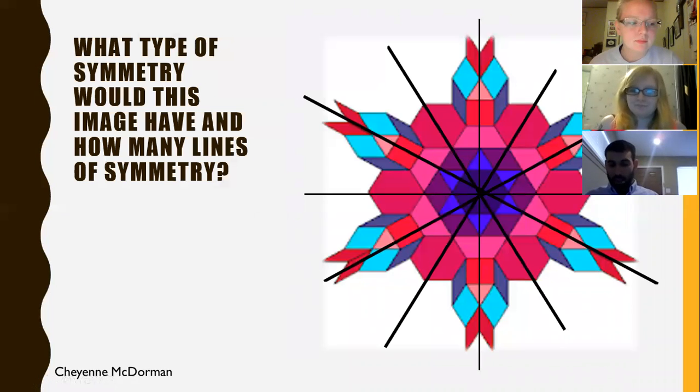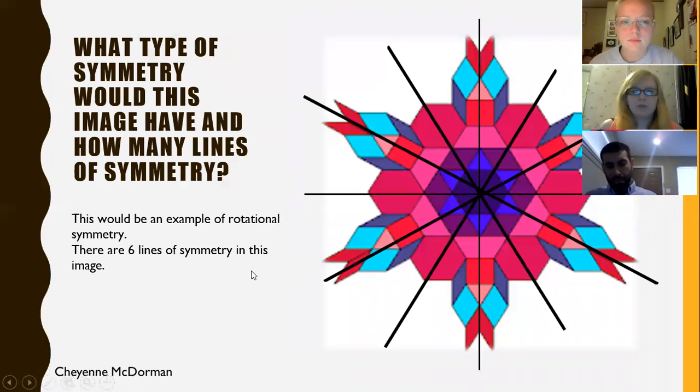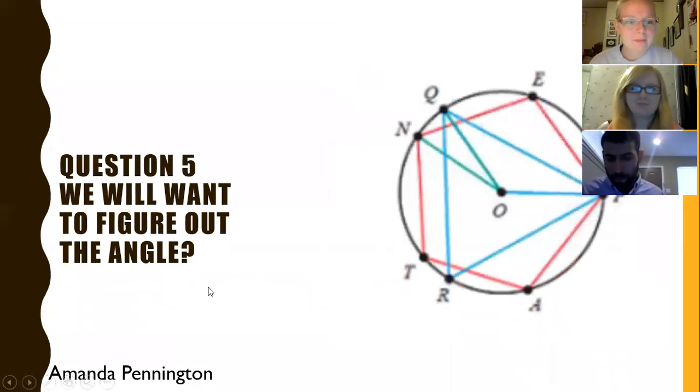Sharon, what type of symmetry would this image have, and how many lines of symmetry? Well, this shape is an example of rotational symmetry. Why? Because when you do the lines all the way around the symmetry, it'll continue looking the same. This figure has 6 lines of symmetry represented. All right, thank you. You're welcome.